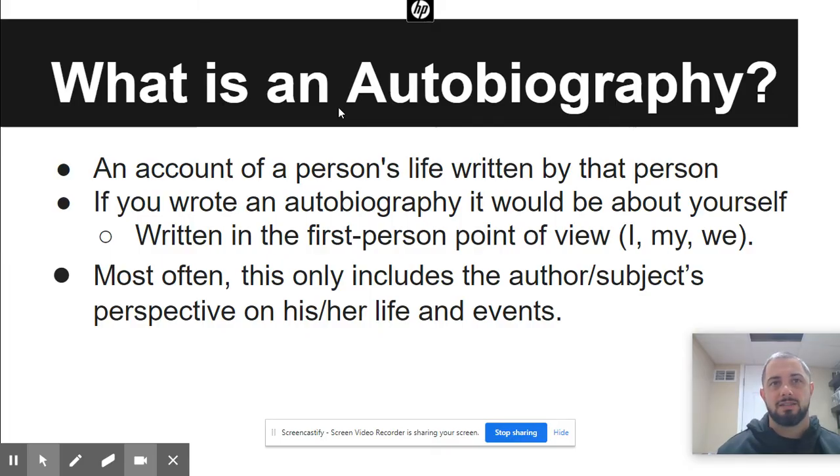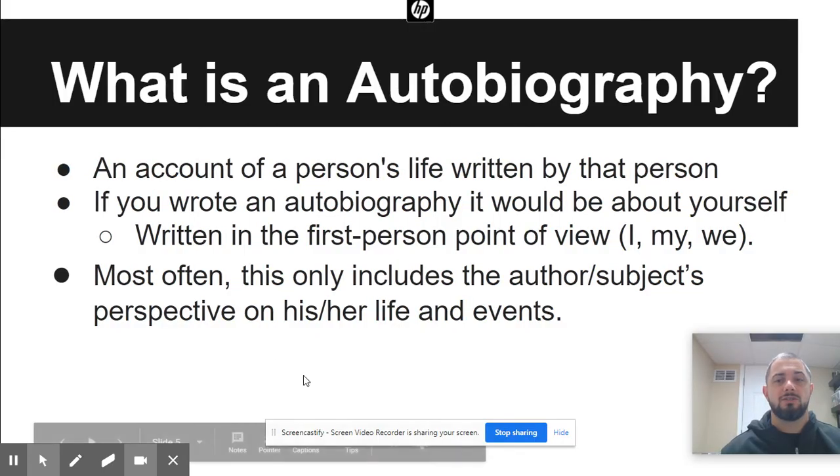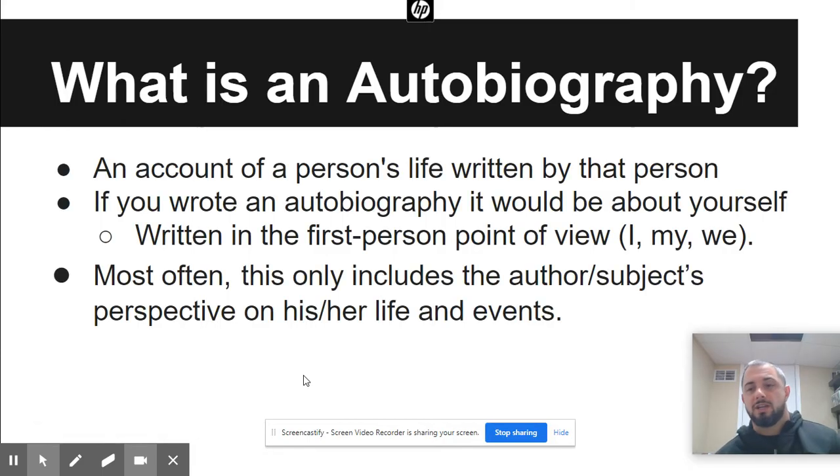If something does something automatically, again, it's doing it itself. It doesn't need to be done by someone else. So again, if you think about self, you're writing about yourself. And if you wrote an autobiography, it would be about you. You're going to be in the first person point of view: I, my, we. Most often, this only includes the author subject's perspective on his or her life and events.